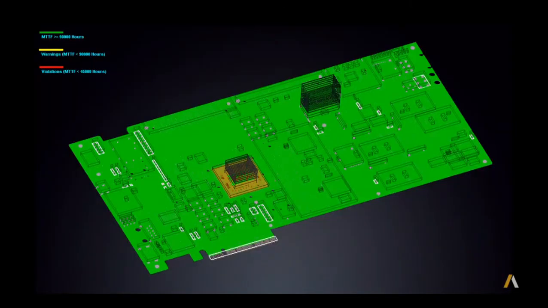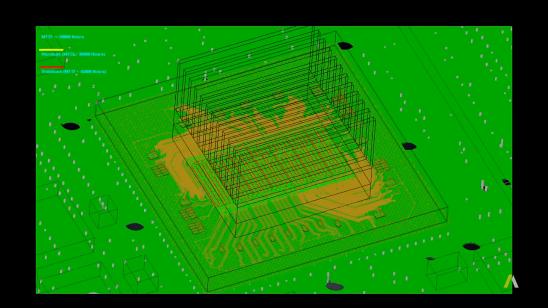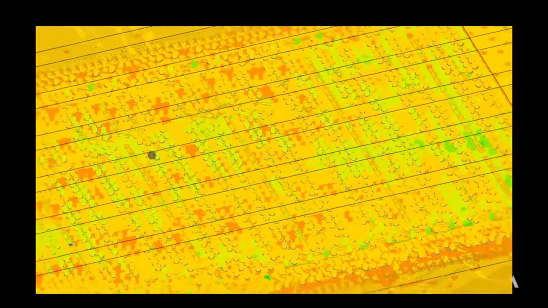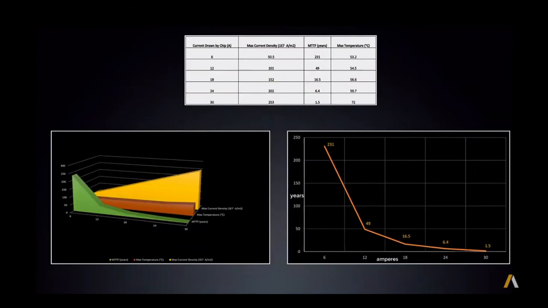In addition to the MTTF plots, SI-Wave displays warnings and errors ranked by predicted mean failure time and severity. Navigate to the regions above or below a specified MTTF error threshold, or zoom into the vias and bond wires to locate the affected component. When the chip draws 6 amps, the mean time to failure is over 200 years. Nothing to worry about. But if the chip were to draw 24 amps, its lifespan reduces to just over 6 years, and at 30 amps it drops to 1.5 years.